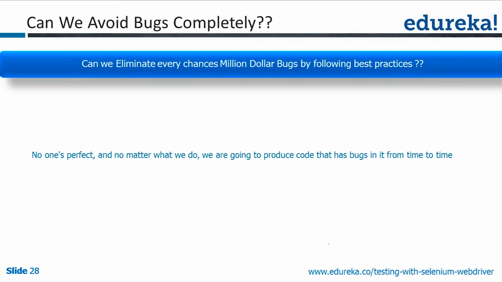Can we avoid bugs completely? Can we eliminate every chance of a million-dollar bug by following best practices? No, no one is perfect. No matter what we do, we are going to produce code that has bugs in it from time to time. It's not possible to remove 100% of bugs from your application. That's true, but still we will try to eliminate as many as we can.